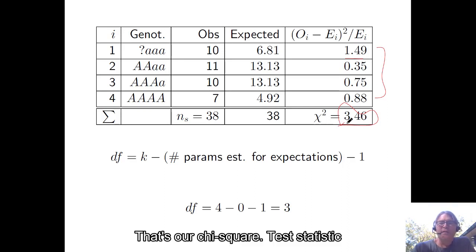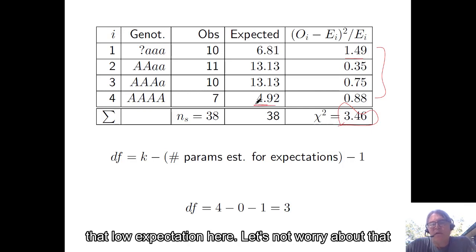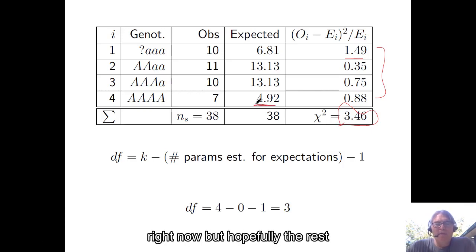Okay, so that's our chi-square test statistic, accepting the fact that we probably shouldn't have done it because of that low expectation here. Let's not worry about that right now, but hopefully the rest of this makes sense.